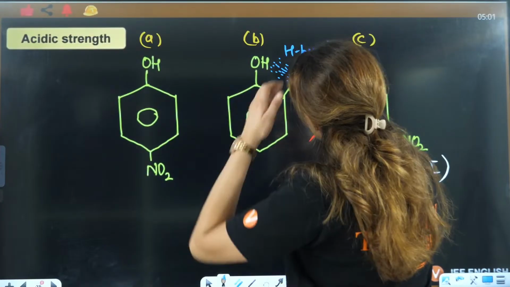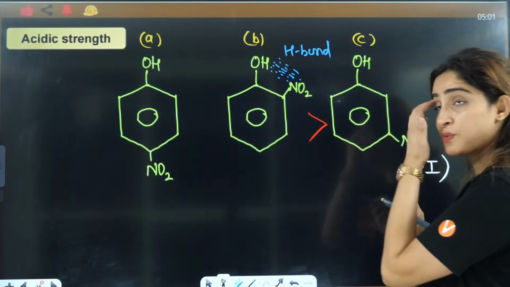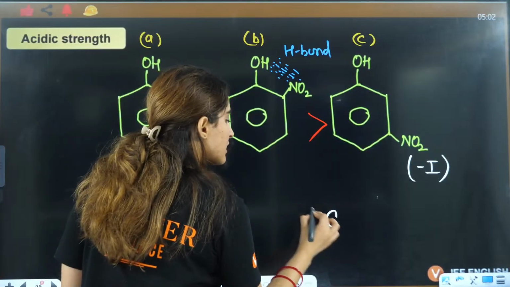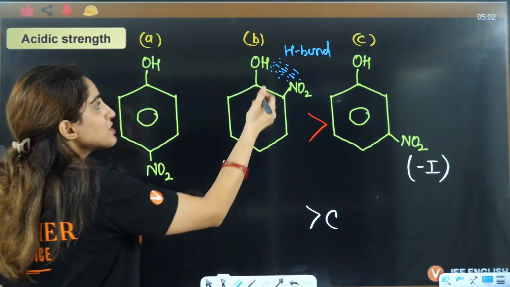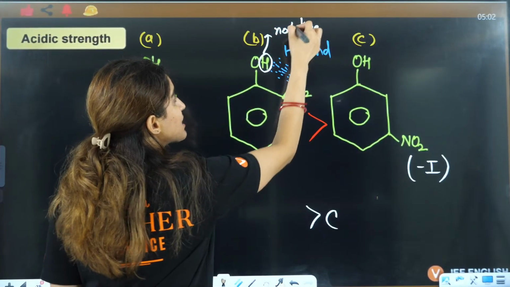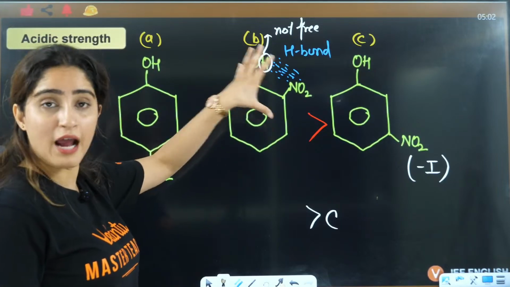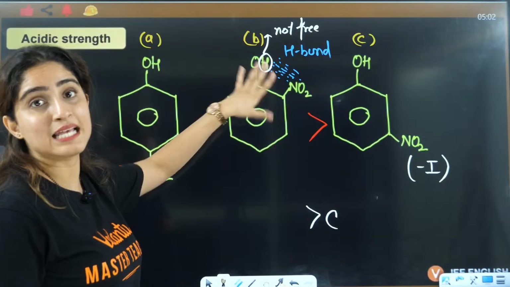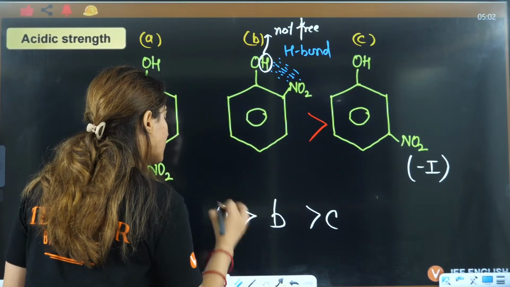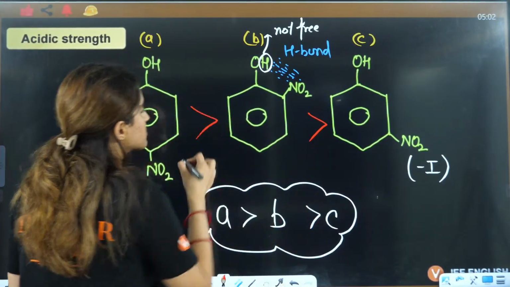Hydrogen bond. So if there is a hydrogen bond here, then things will be different. C is least stable, that we know. But because here this hydrogen is not free, even though it has more minus I, because of this hydrogen bonding, this will become less acidic. So this will be B and this will be A. So the answer is going to be A, B, C.